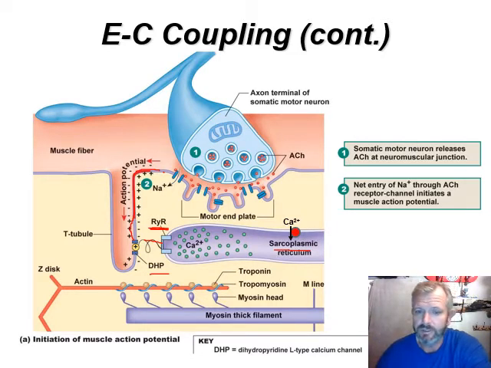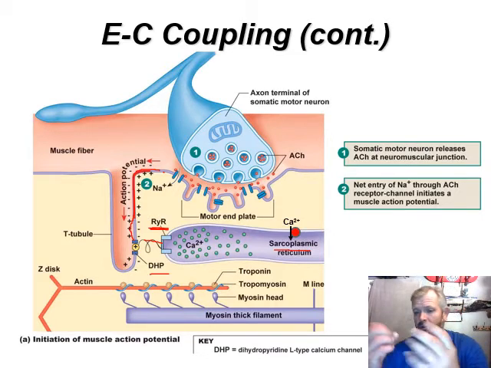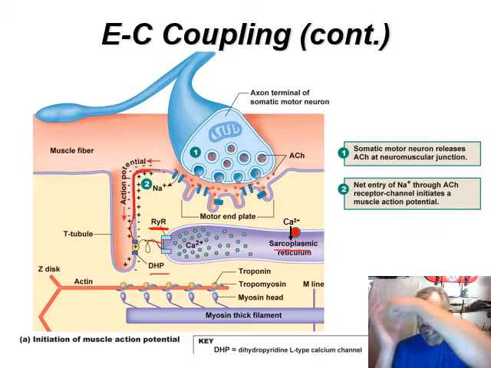Calcium is what we need to bind to troponin, to move tropomyosin so we can get contraction. So EC coupling: action potential activates the DHP receptors, and in turn activates the ryanodine receptors to open up the calcium channels on the sarcoplasmic reticulum. Now calcium rushes out, and where does calcium go? Our calcium binds to our troponin, moving tropomyosin, and now we can get contraction. We can get those heads binding. So that is the EC coupling.